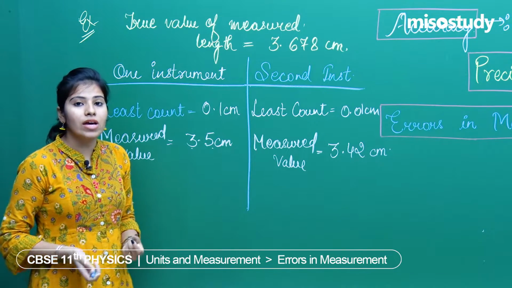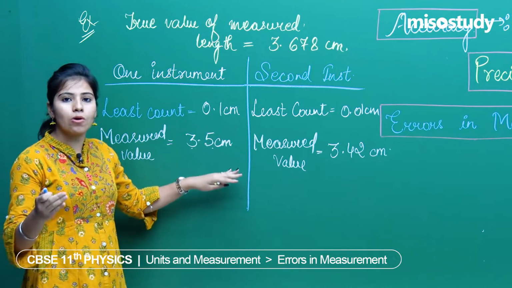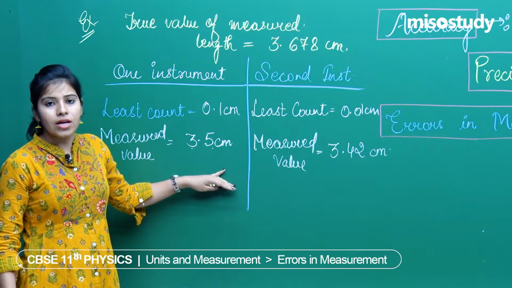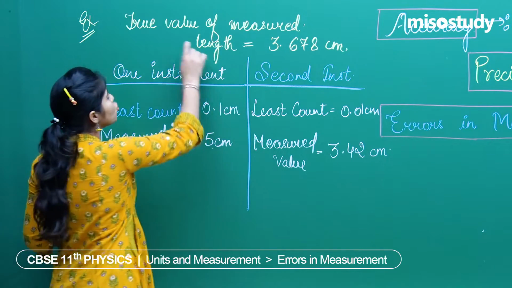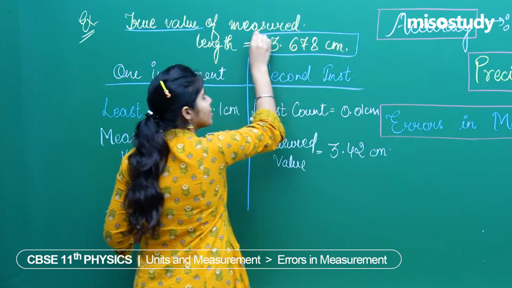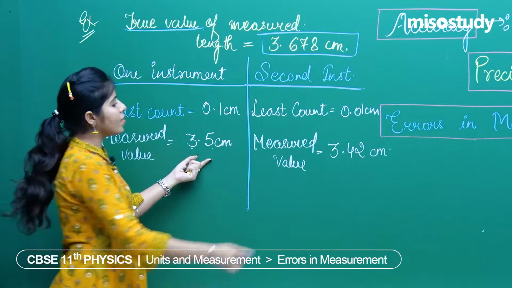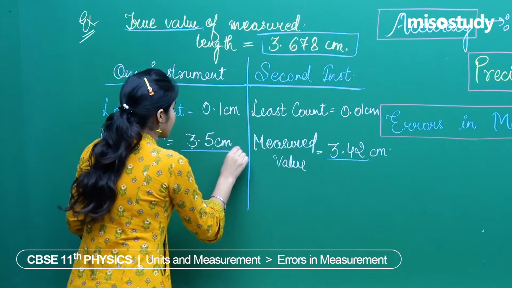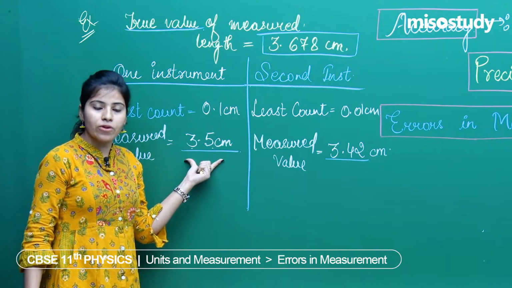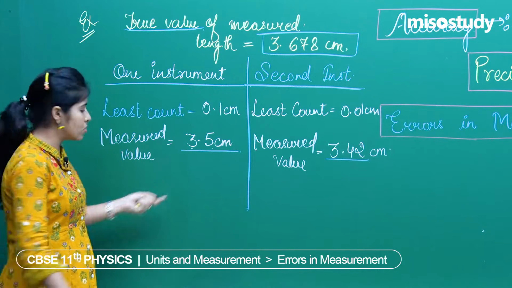Now what is the difference between these two values? Which is more accurate and which is more precise? If I ask you which value is more accurate, you will say, ma'am, because the true value was 3.678 centimeter, of 3.5 and 3.42 the nearest value is 3.5 centimeter. So this instrument is more accurate.